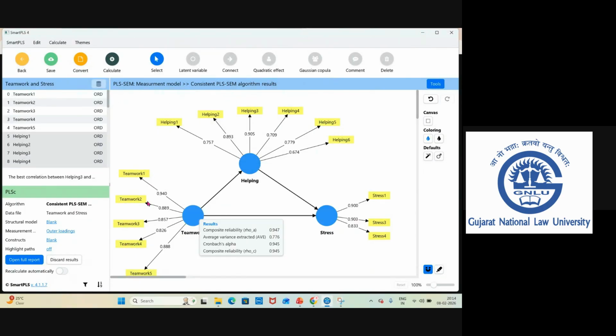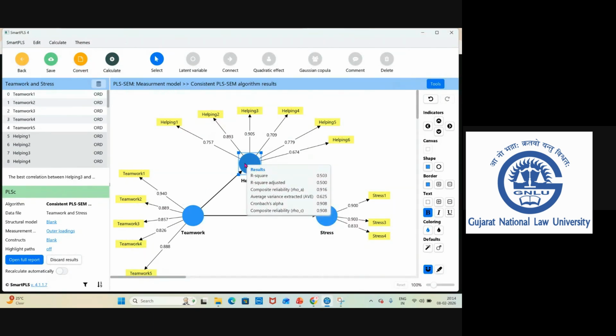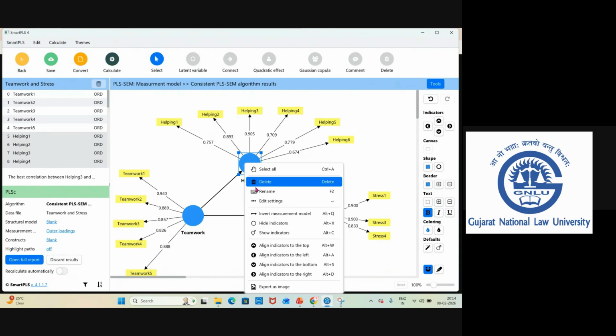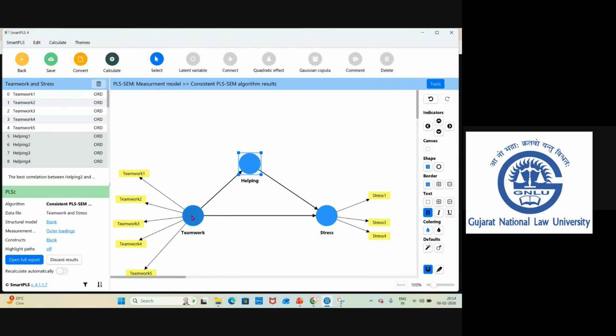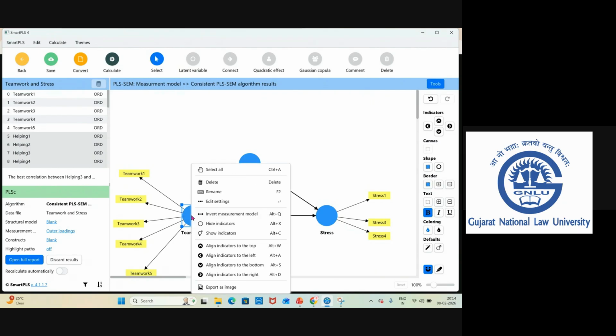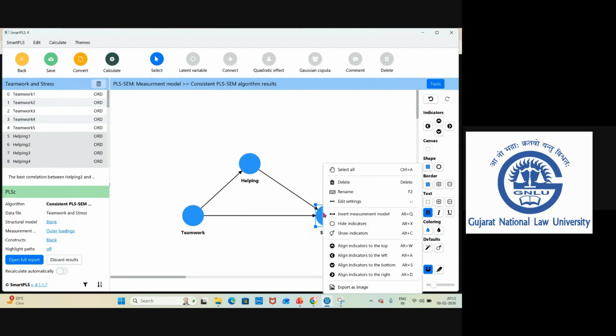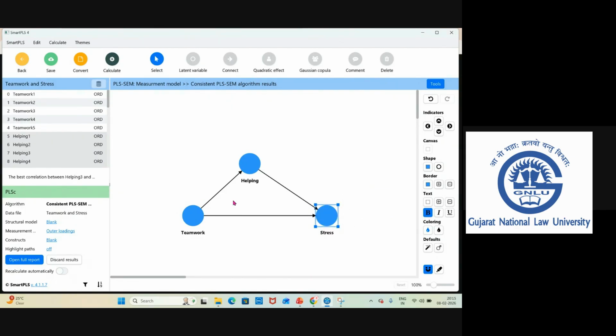Right now, as we don't have any more work with the indicators, as a part of the structural model we are only seeing the relationship between the constructs. We already measured the indicators and they are reliable and valid. So select the particular construct, right click, and click on hide indicators. Similarly, repeat the same for every construct. So we have done with all the constructs.